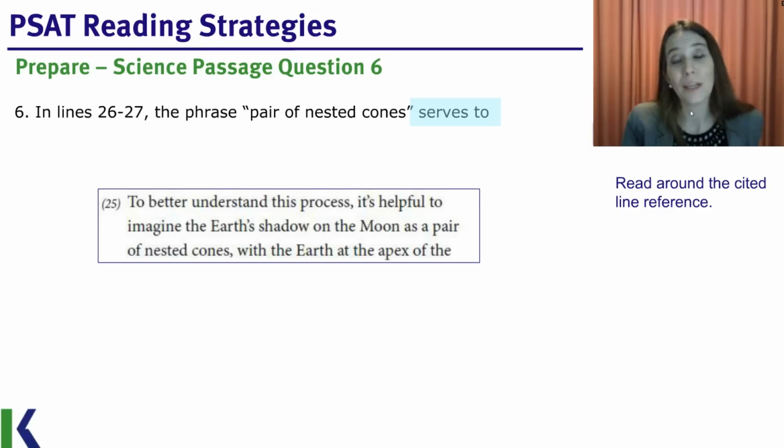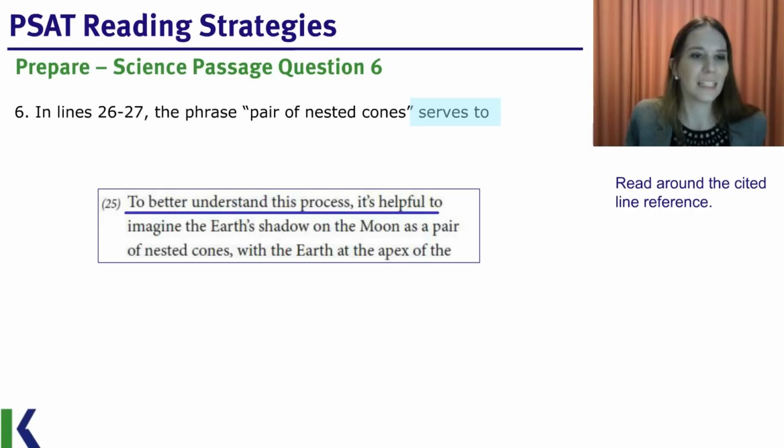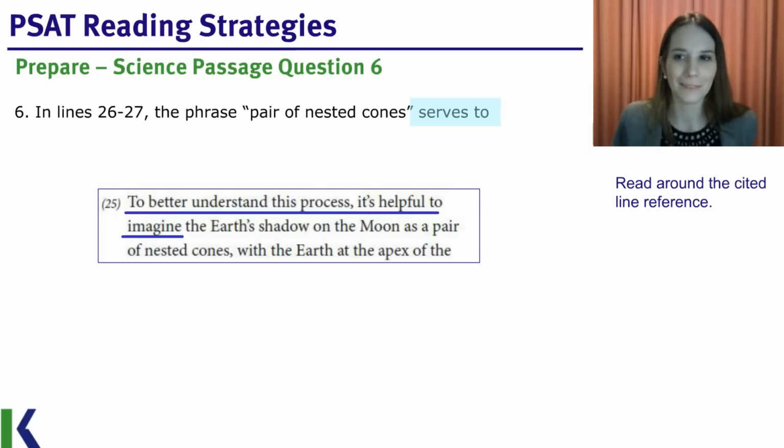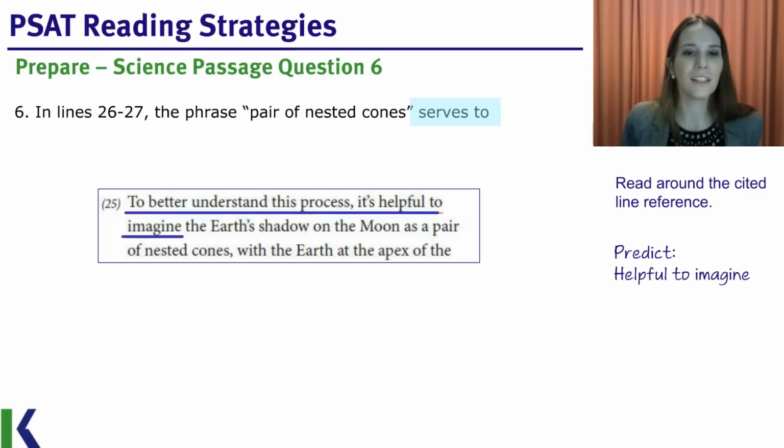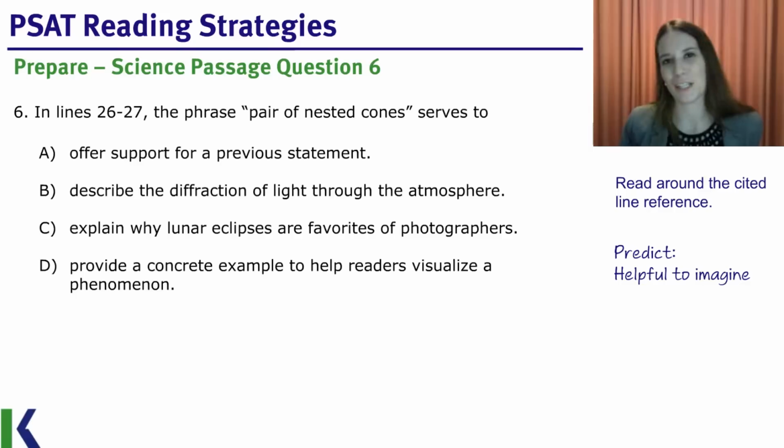And now let's predict, why did the author tell us it's about nested cones? Well, once again, we don't have to just imagine what the author was thinking. We actually have some very specific words that we can look at to say exactly why the author uses this. The author tells us that he or she uses it so that we can understand the process better. To understand the process better, it's helpful to imagine this nested cone thing. All right, so here's our prediction. Our prediction is the author gave us this so that we could understand and imagine it. Match it up with an answer choice, folks.